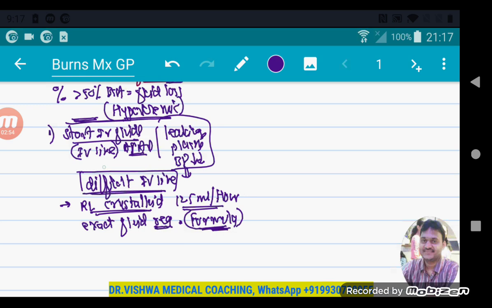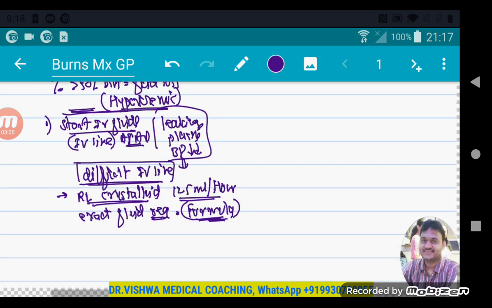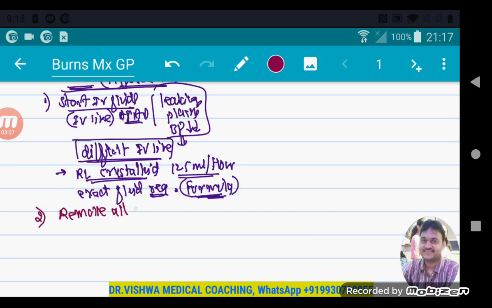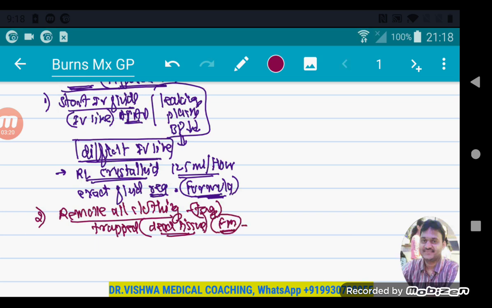The second important point we need to consider before the patient reaches the hospital is to remove all the clothing, because it is possible that the tags of the clothing can get trapped in the dead tissues and create a foreign body, getting lodged in the tissues, which can create complications. Whatever clothing there is, remove it.